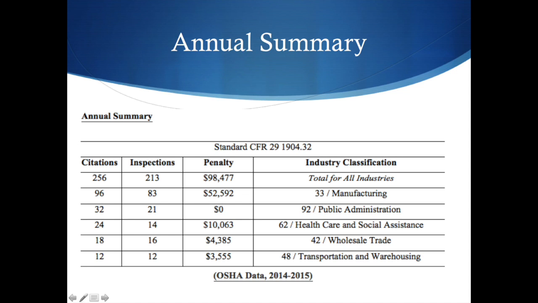Public administration ranks second highest with 32 citations and 21 inspections, with a total cost of zero penalty dollars. Healthcare and social assistance ranks third highest with 24 citations for a cost of over $10,000 combined for 1 year.